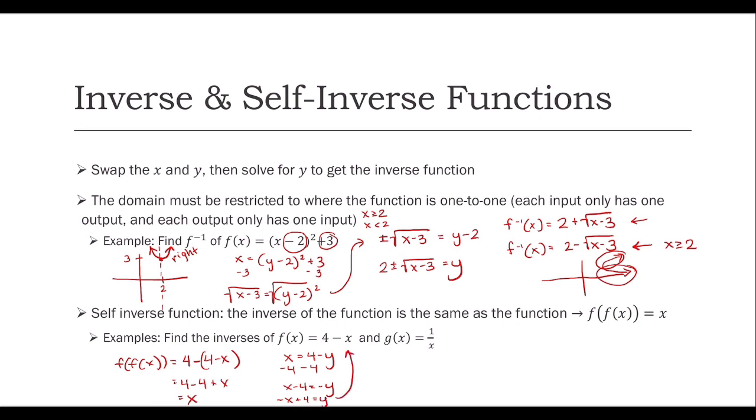The same is true for g of x. If we swap our x and y, x equals 1 over y, multiply both sides by y, and you get y times x equals 1, and then divide by x, and you get our g inverse of x is 1 over x. So it's the same as the original function. So our g of g of x is 1 over x, which equals x. So those are our self-inverse functions.